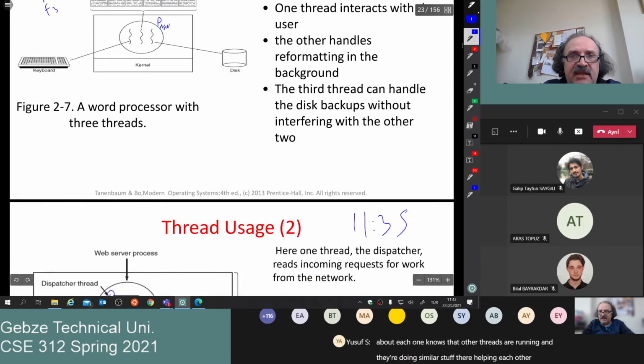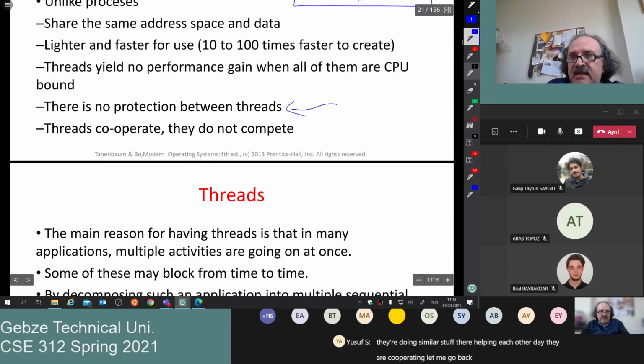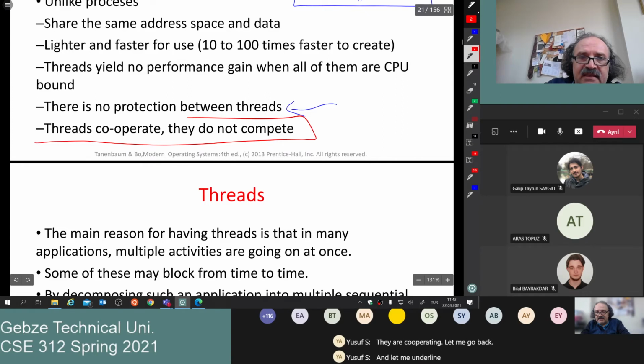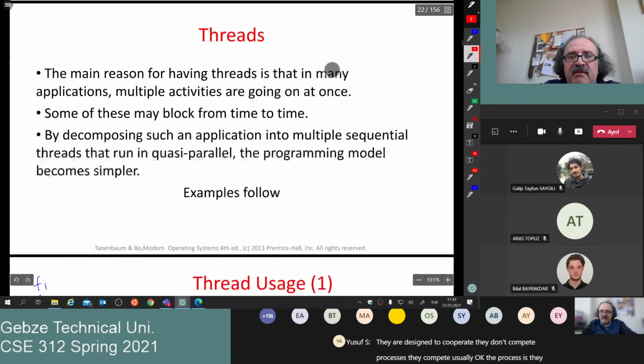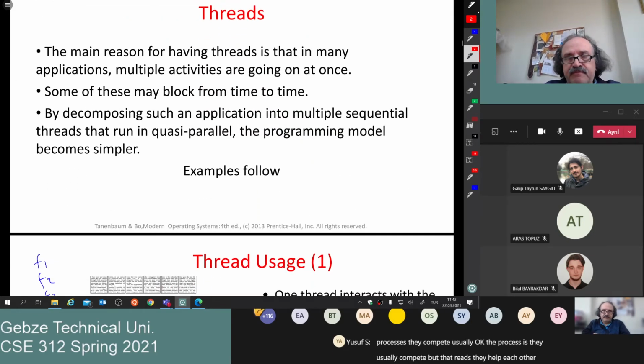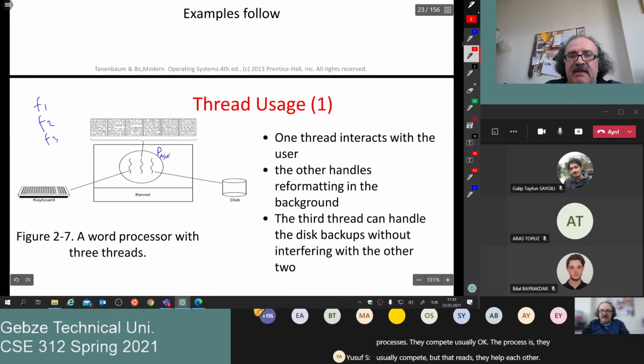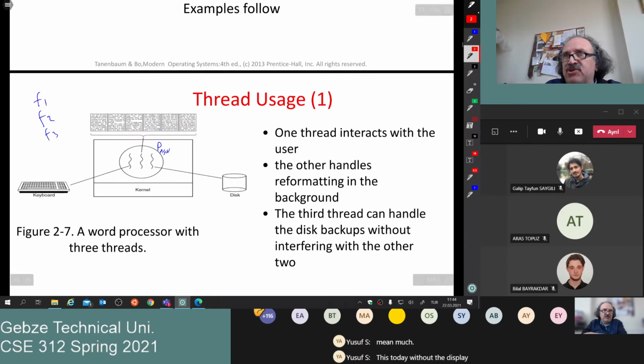They are cooperating. Let me go back and underline this again. Threads cooperate. They are designed that way. They are designed to cooperate. They don't compete. Processes usually compete, but threads help each other. This thread without the other two threads doesn't mean much. This thread without the display thread doesn't mean much. So they need each other's help.